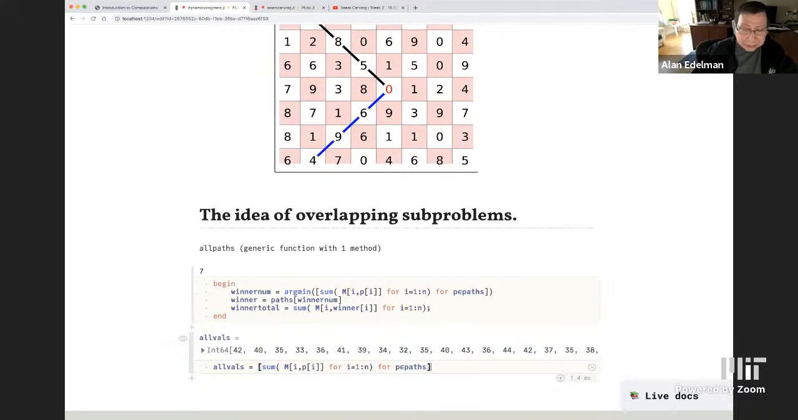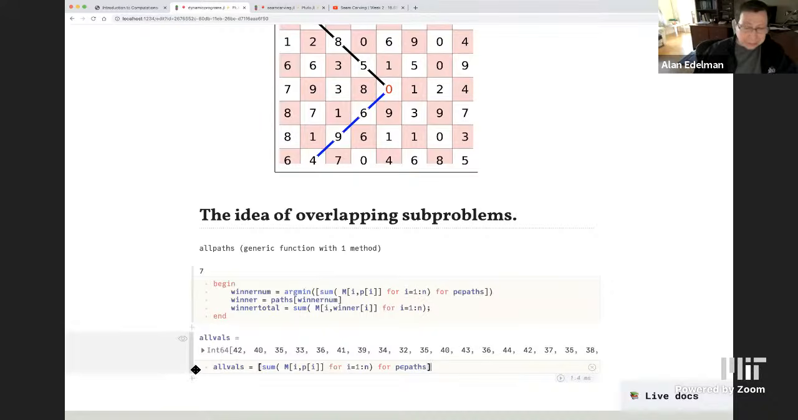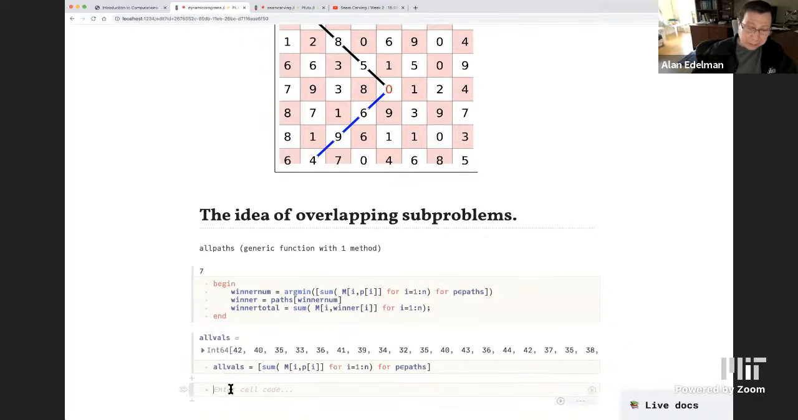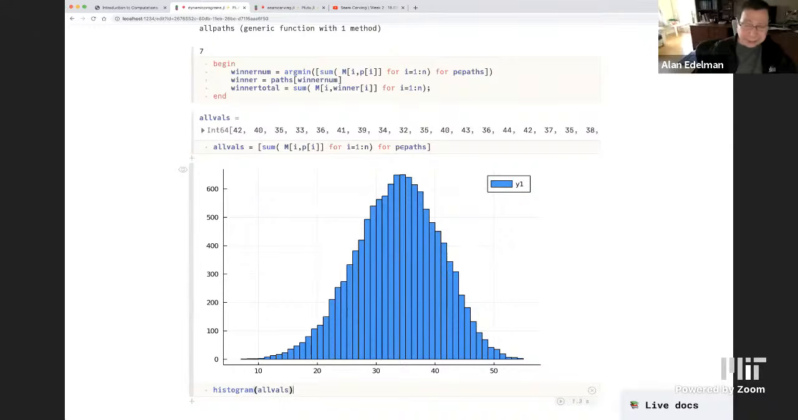Okay, so you're going to need to run plots. I've got plots. So what do I do, just go histogram of all values? Yep, that would be fun. All right, histogram of all values. What do you expect? That's what I was about to say. You were about to say a bell-shaped curve? Yeah.